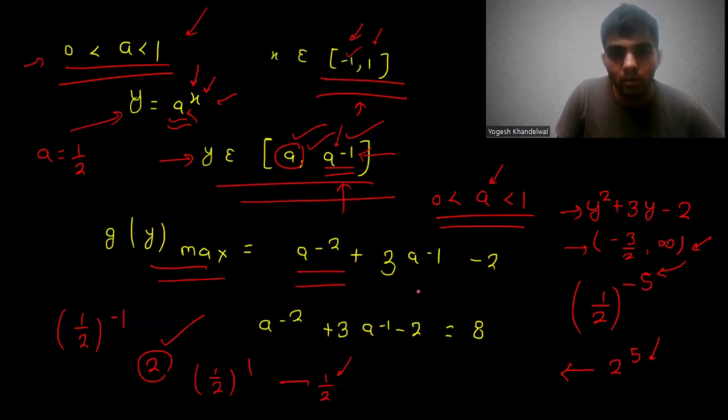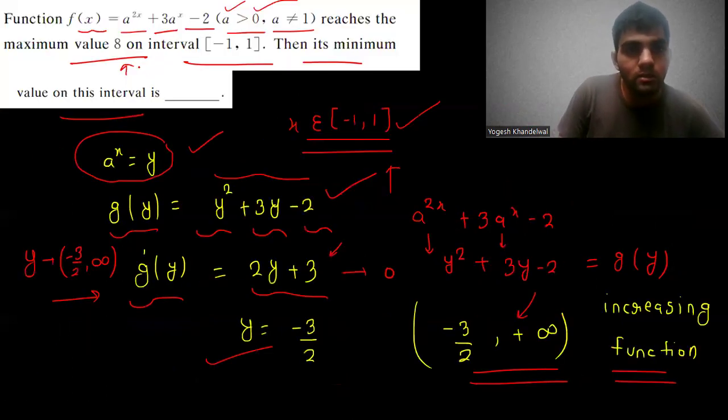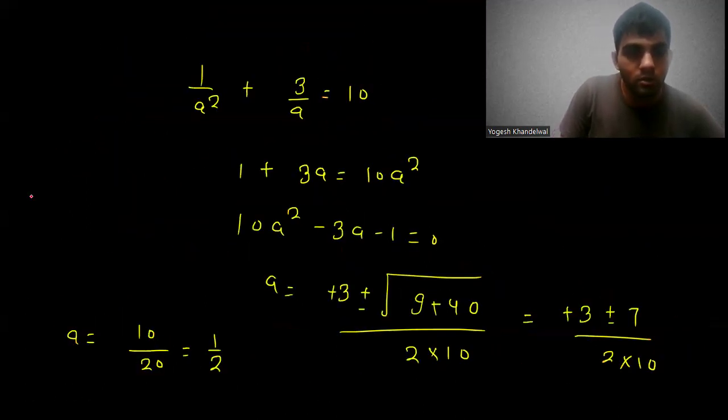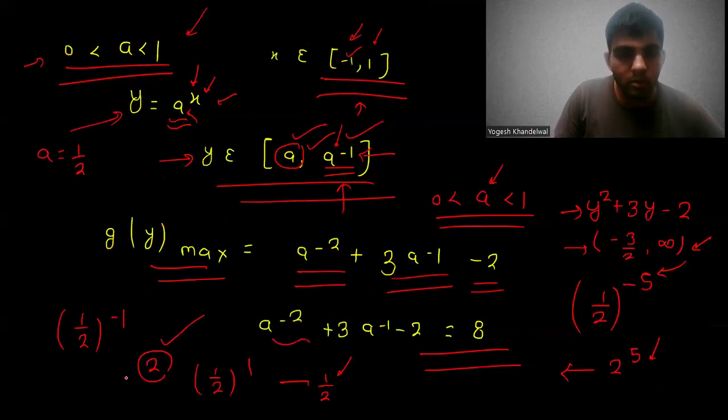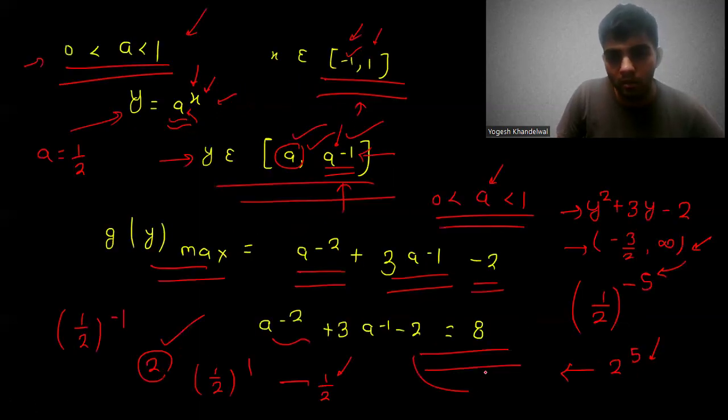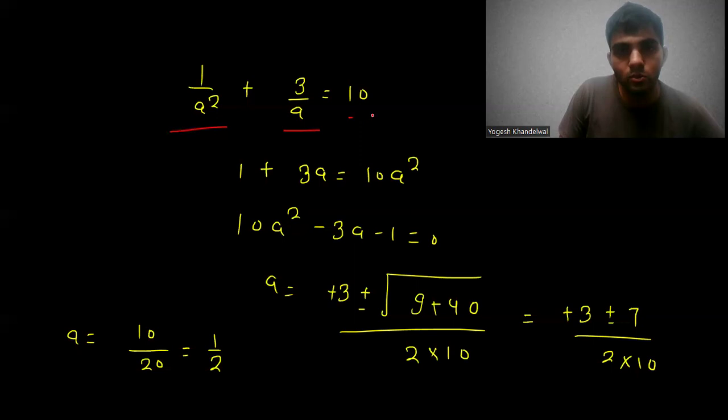So it will become a^(-2) + 3a^(-1) - 2, and in the question it is given that it is equal to 8. So we equate it to 8, then we further solve. a^(-2) will become 1/a², then here 3/a, and we take 2 to the right-hand side, so it will become 8 + 2 = 10.